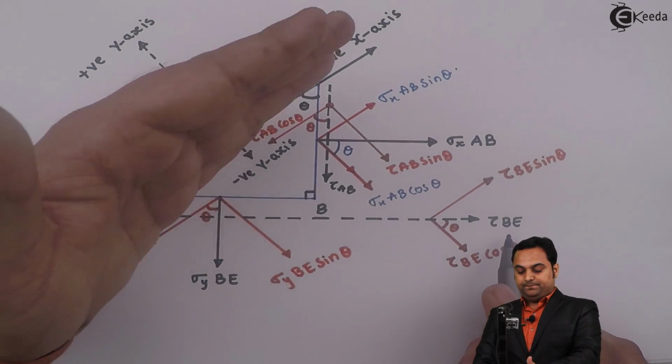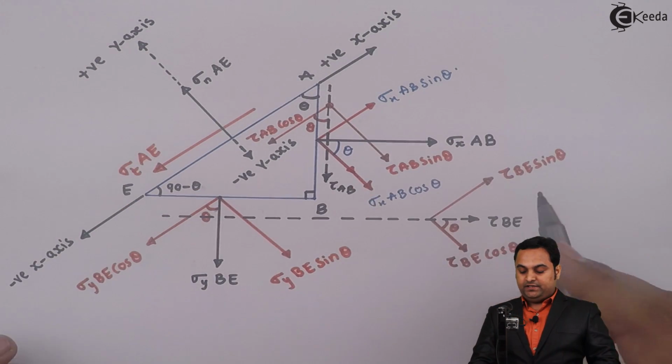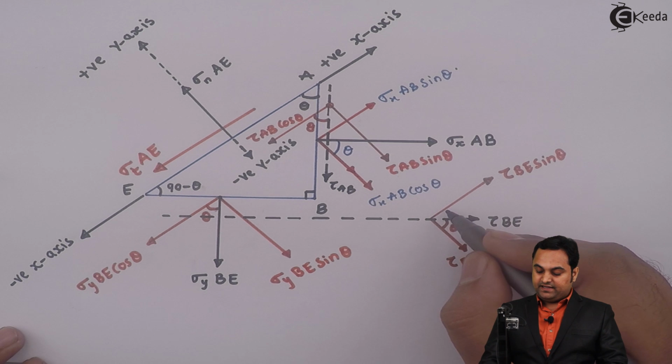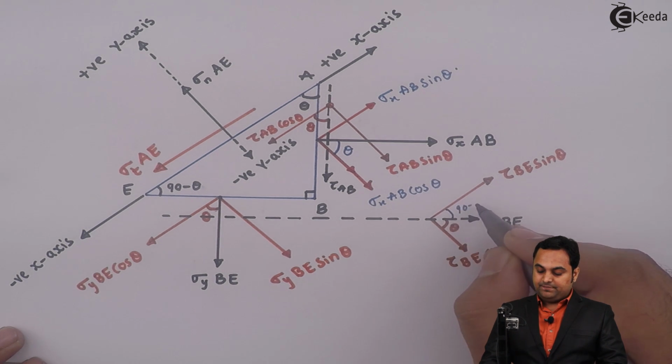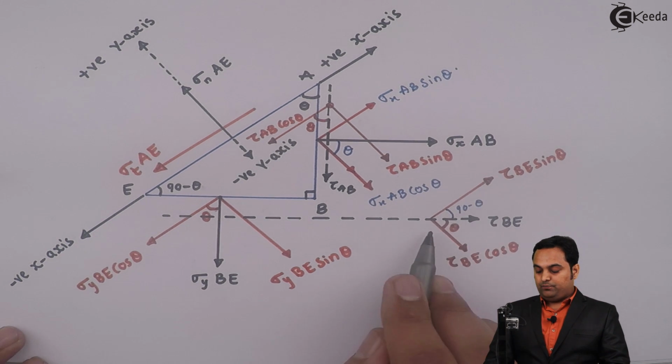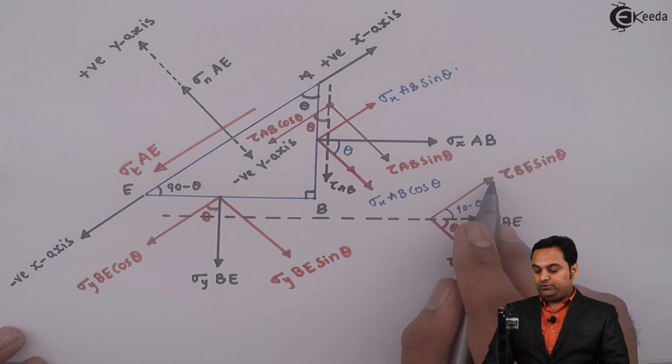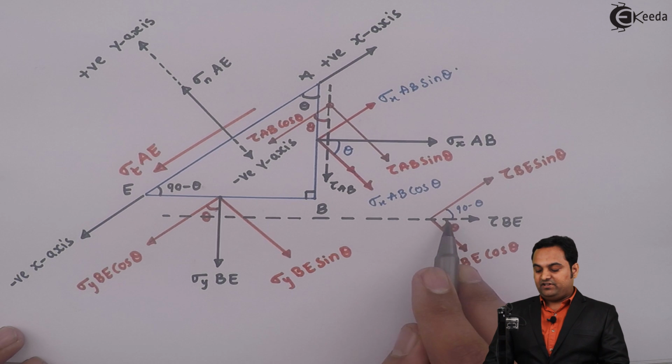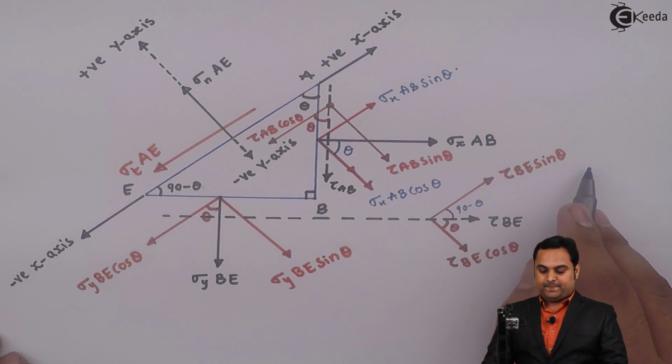Next, on this plane we have shear stress tau BE. Now if I draw a line parallel to the plane to this tau BE, here I have this angle as 90 minus theta, which is here. So this component which is perpendicular to the parallel one will have an angle theta. So tau BE cos theta, tau BE sin theta.